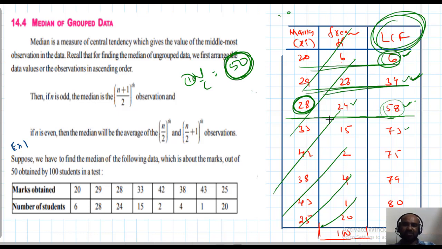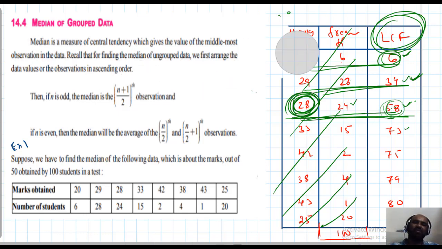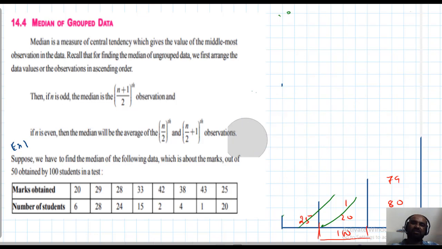But I want the 50th student. Up to 58 students, I mean, it crosses. 58 crosses the number 50. What is the meaning of that? The 50th student is in this group only. So on that you need to draw a line. So this mark is taken as the median of the data. In this way you can find the median for grouped data without class intervals.